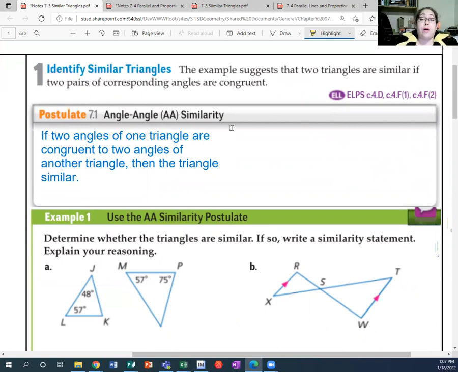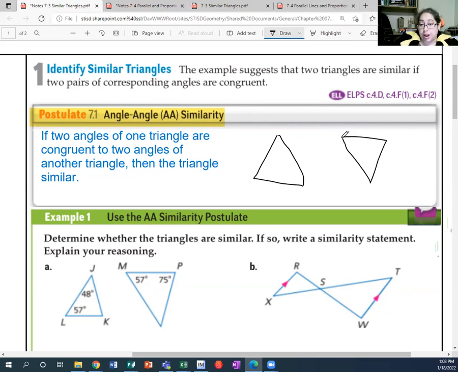Our first postulate to help us decide if triangles are similar, though, is a shortcut, and it's postulate 7.1, the angle-angle similarity postulate. What this says is that if I have two angles in one triangle congruent to two angles in some other triangle, then that's all I need to say that the triangles are similar. Now, this is a postulate, so I'm not going to prove it to you. I'm just going to ask you to please take my word for it. I only need two angles in order to say that the two triangles are similar.